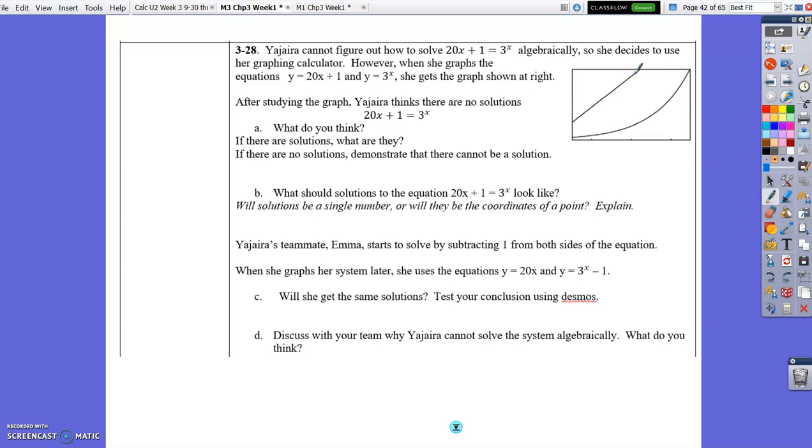And so she thinks there's no solutions because there aren't any in this picture. What do you think? As I look at this graph, I see that, yeah, there's no solutions. They do not meet in the picture. But they look like they're headed towards each other as we move over here. They look like they're going to get to each other there.